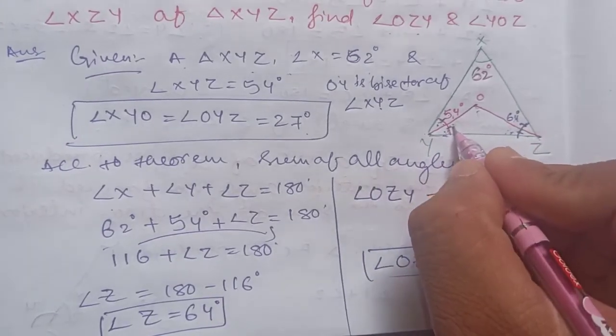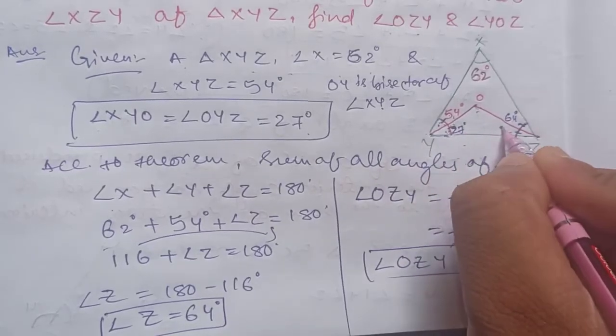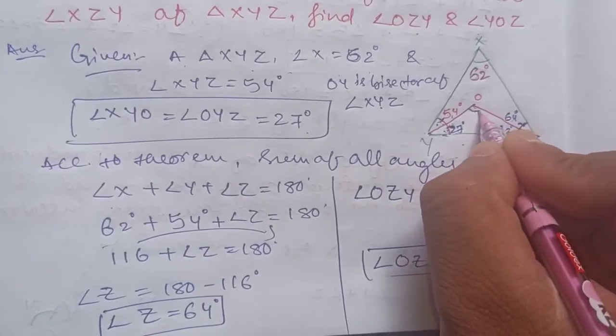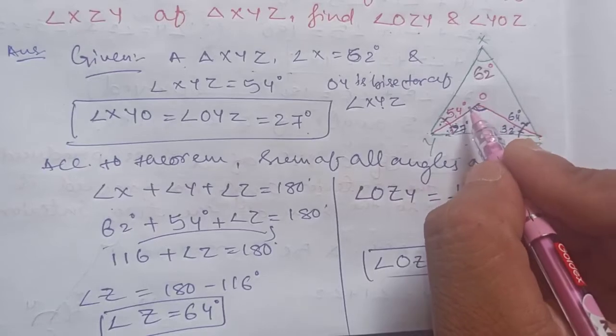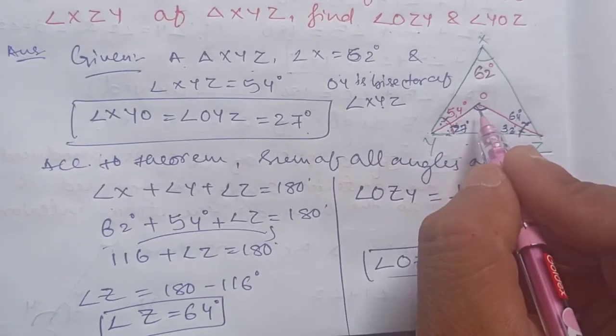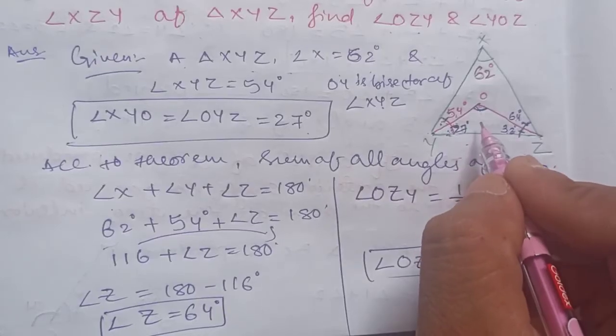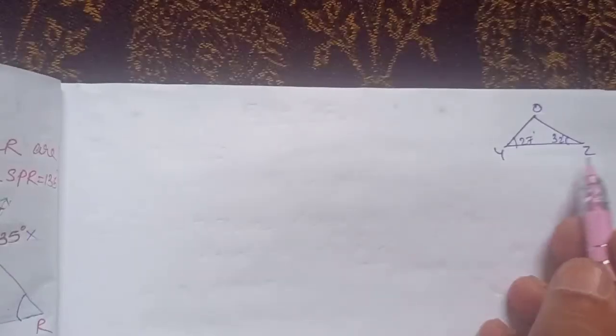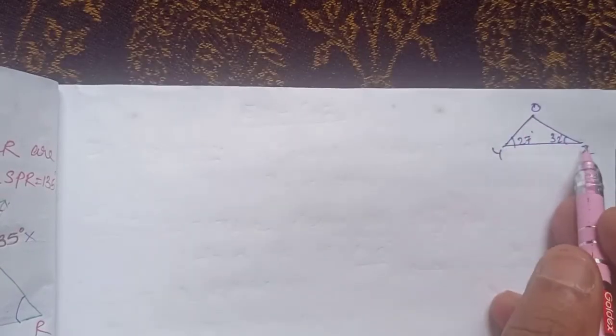Now this we have 27 degrees, and this we have 32 degrees. Can we find out this angle? Yes, by taking the smaller triangle. If we take the smaller triangle, the sum of the three angles is 180 degrees. I will draw a rough diagram. So from this triangle we have to find out angle YOZ.